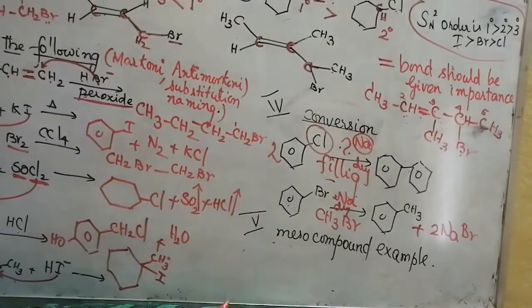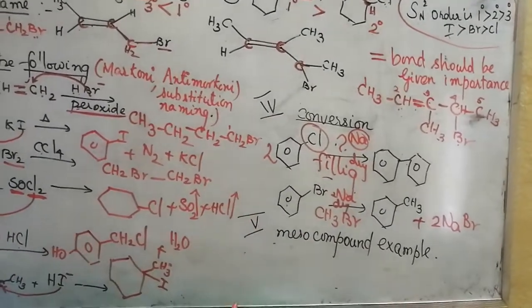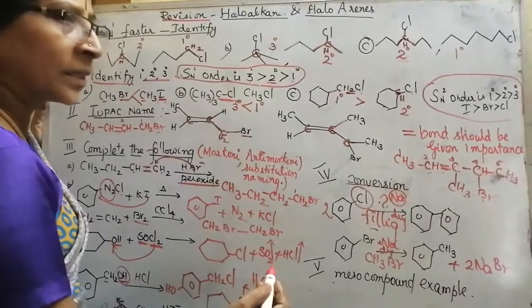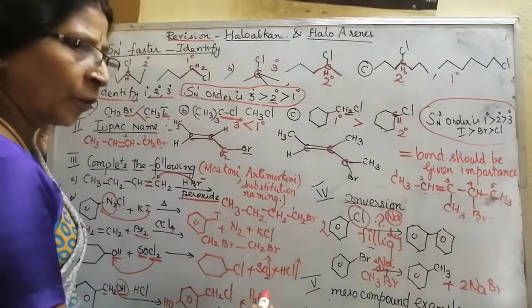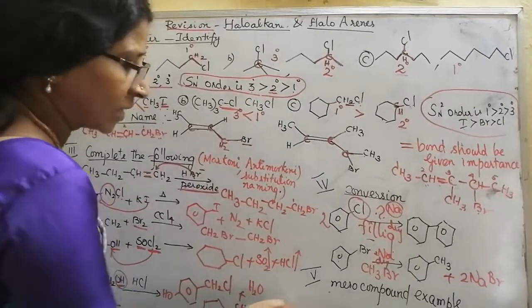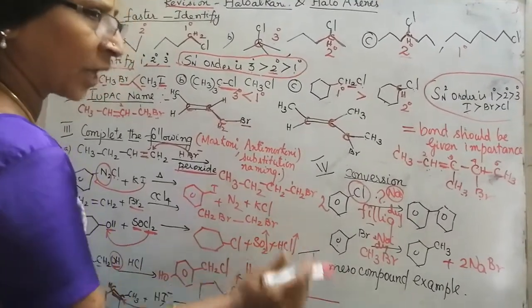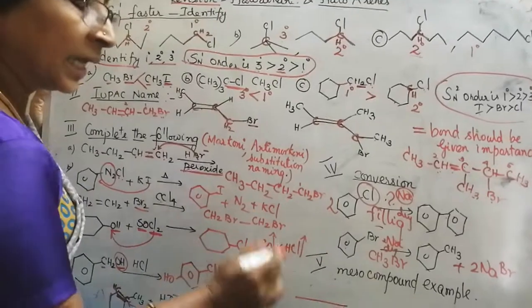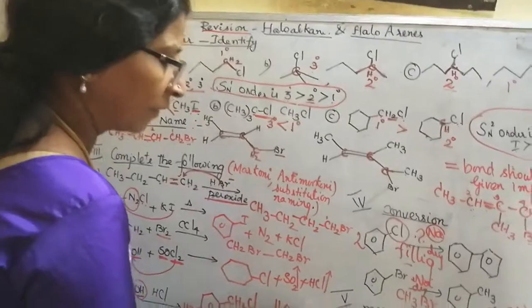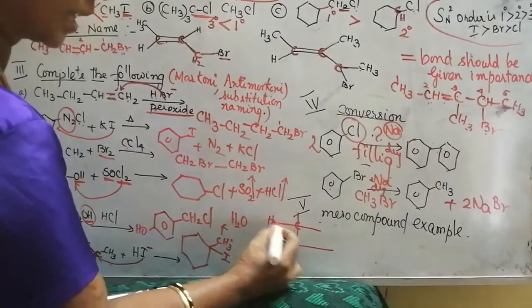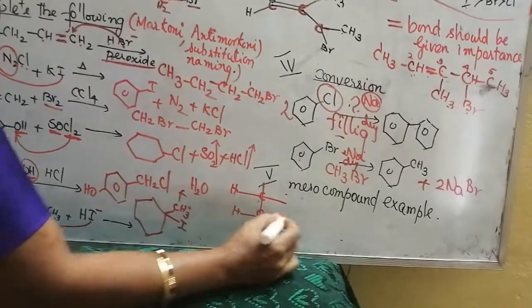What is a meso compound? Give an example. A meso compound, due to internal compensation. If one half of the compound is a mirror image of the other half of the compound, then it is called a meso compound. I will give an example: tartaric acid. If you see tartaric acid, there are two chiral center carbons.